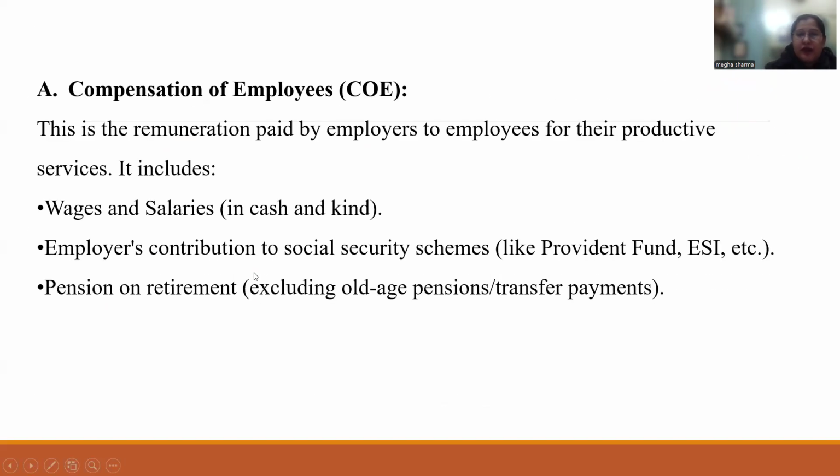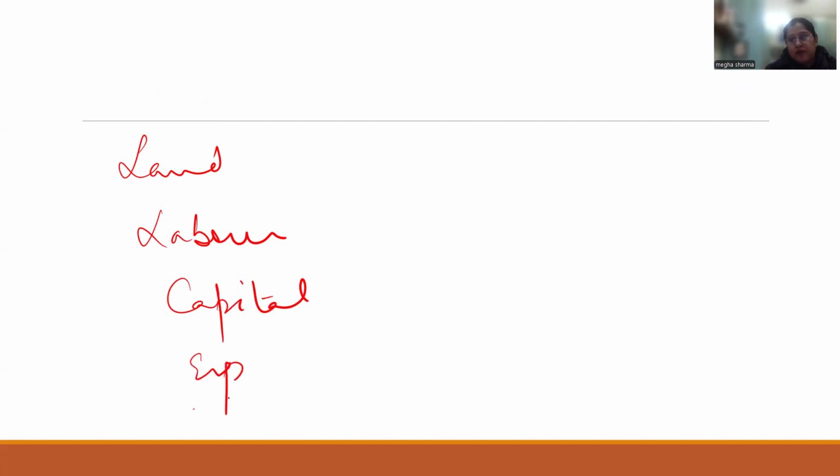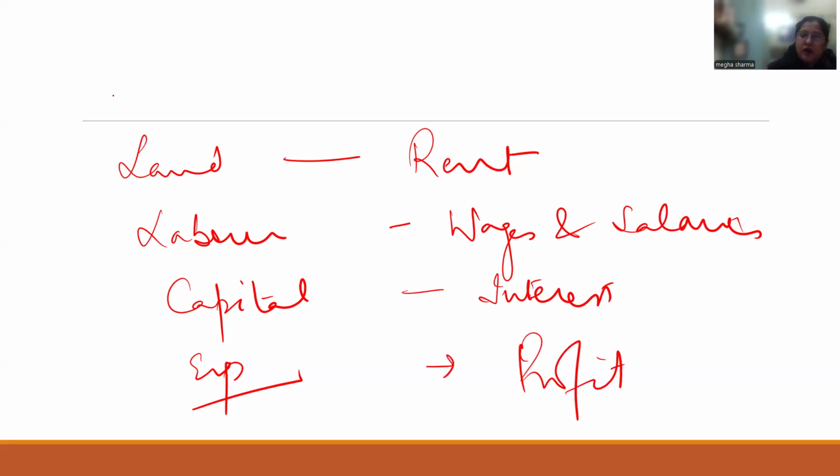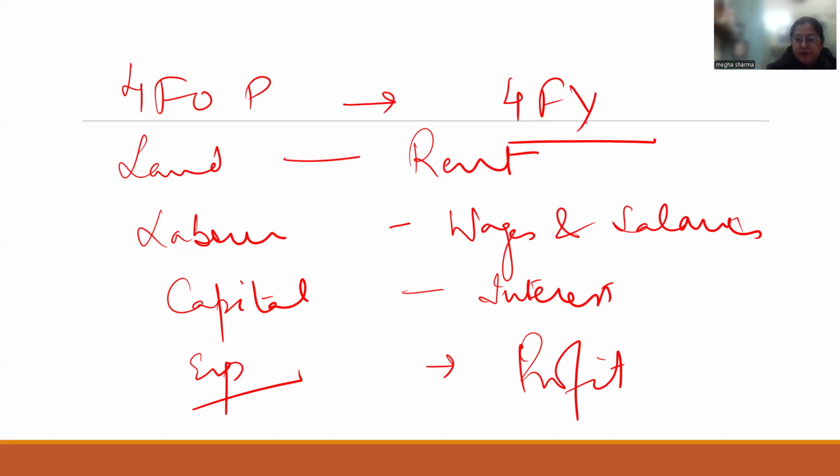We know that there are four factors of production, that is land, labor, capital, and entrepreneur. For land, we pay rent in economics. For labor, wages and salaries are paid. And for capital, interest is received. An entrepreneur receives profit in terms of the efforts he's been putting in. So we have four factors of production which generate four factor incomes. Remember the same.